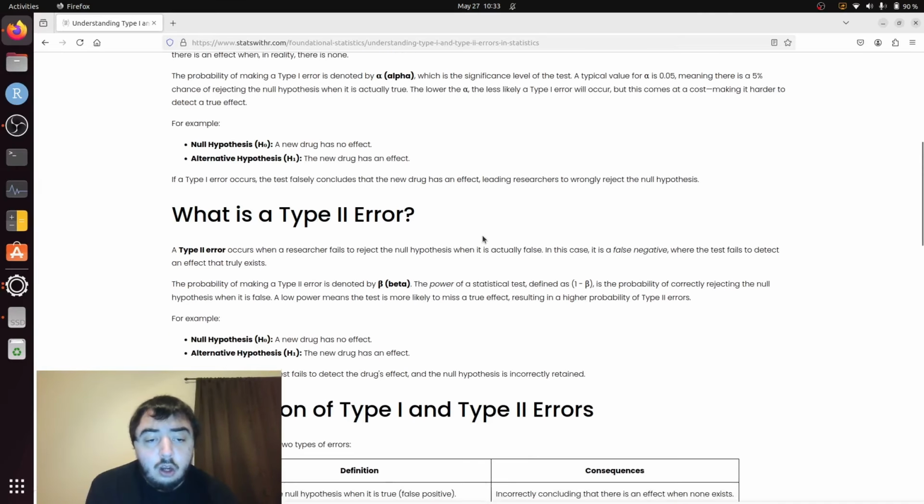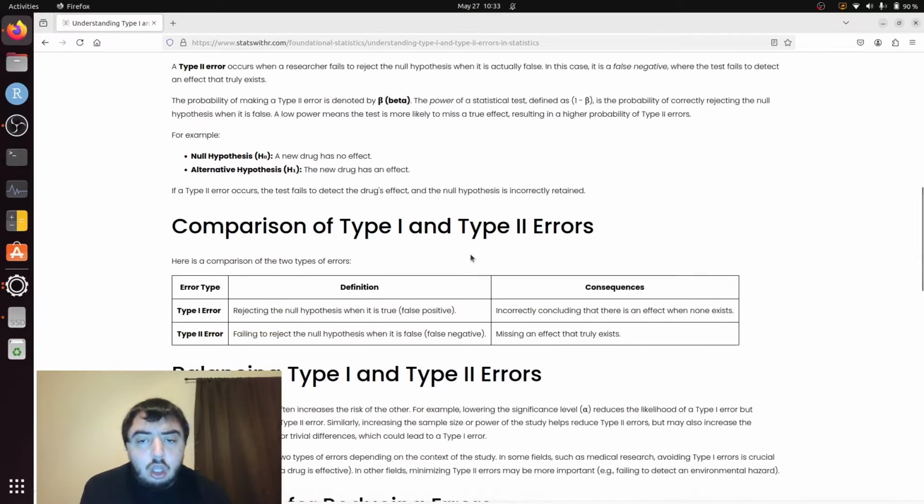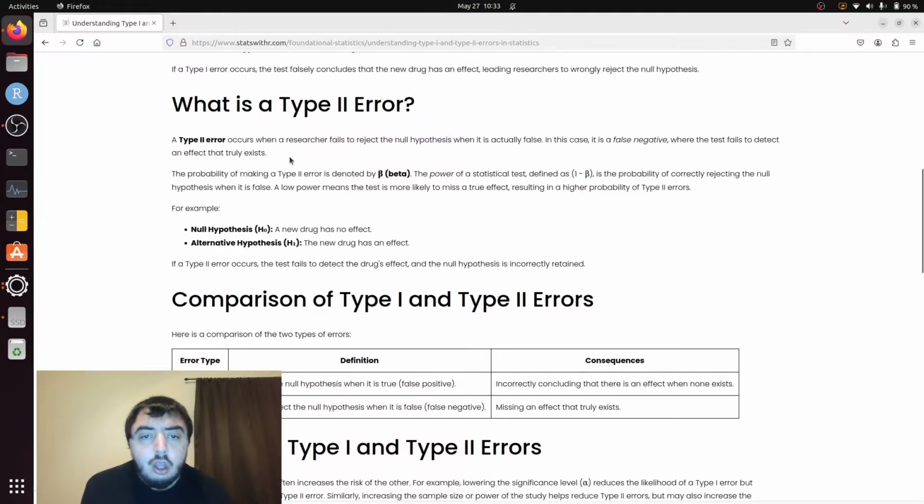So type 2 error, denoted as beta, is the probability of failing to detect an effect that really exists. In that example, the population means are different in some way, and we fail to reject the null hypothesis. So there was an effect, and we failed to find it.